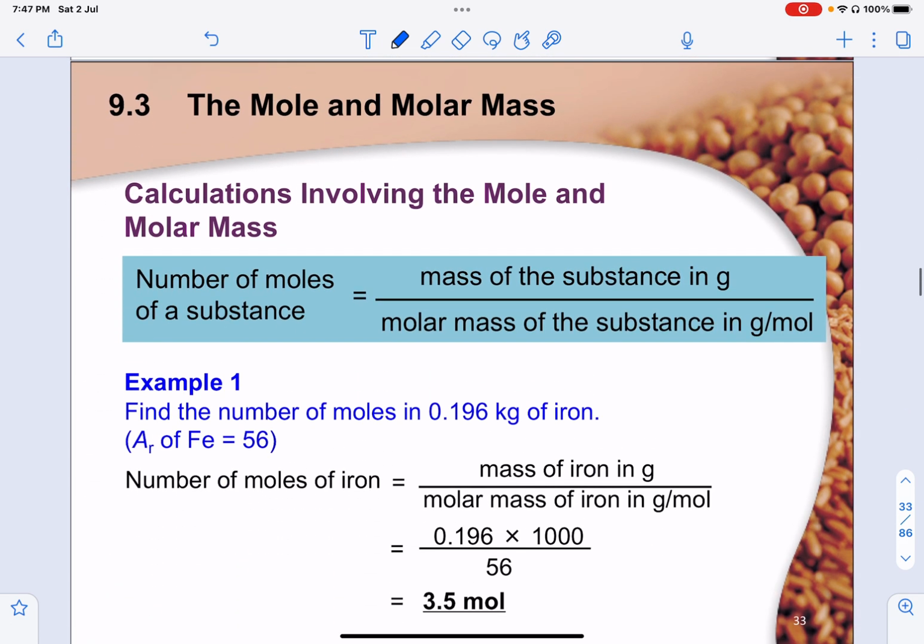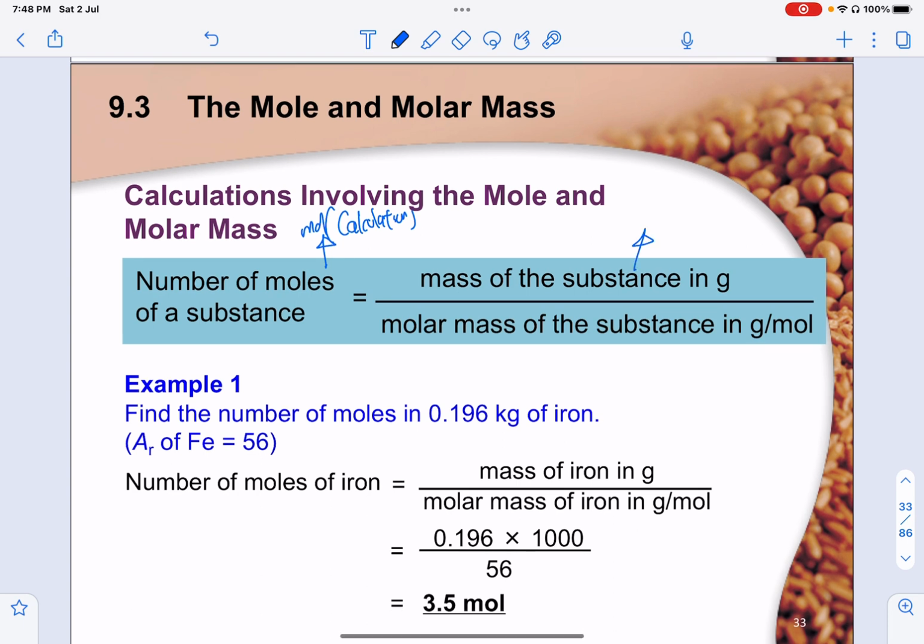So let's look at how the number of moles and molar mass are related. The number of moles of a substance will be equal to the mass of the substance over the molar mass of the substance. One is in grams, the other is grams per mole. One thing to take note of is that whenever we look at the number of moles, most of the time it is from a calculation point of view. If not, you will be given it in the question.